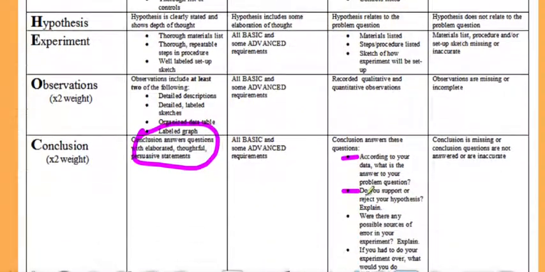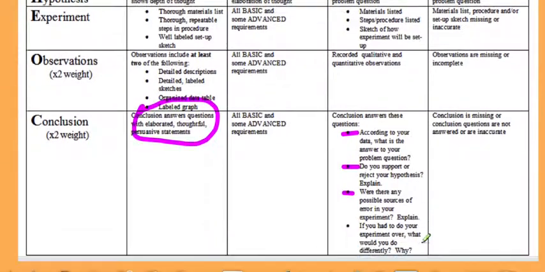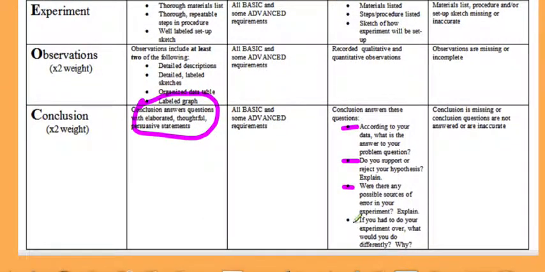The third thing you need to do is answer this question. Were there any possible sources of error in your experiment? Explain. So anything that went wrong, or you accidentally watered with the wrong thing, your plant got tipped over, something got broke on it, was something a possible error? And then the fourth question that you are going to answer is, if you had to do your experiment over, what would you do differently and why? So this will make 4 paragraphs in your conclusion.